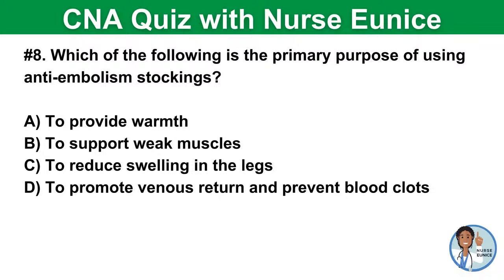Number 8, which of the following is the primary purpose of using anti-embolism stockings? We refer to those as TED hose. Is it to provide warmth, to support weak muscles, to reduce swelling in the legs, or to promote venous return and to prevent blood clots?